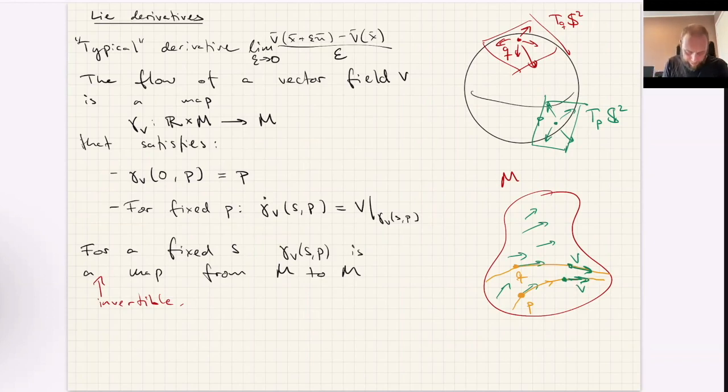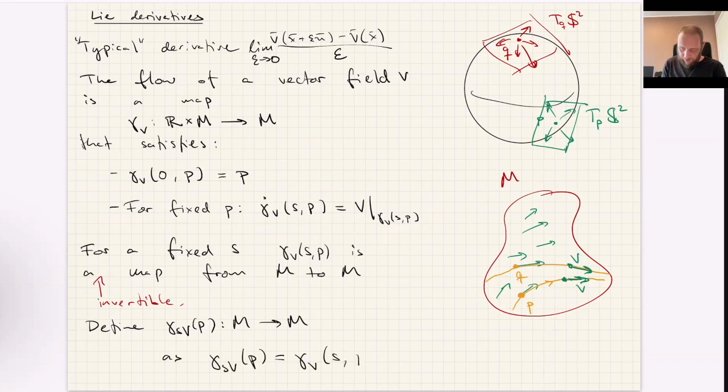So let's define, just for shortness of notation, gamma_S^V for some fixed S. That's a map from M to M, where gamma_S^V of P is just gamma^V of S and P. So it's the flow with the curve parameter being equal to S. Okay?